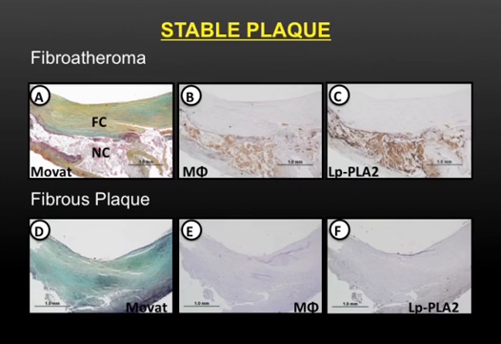If you look at fibroatheromas in stable plaques, which have a thick fibrous cap, you can see LPPLA2 expression within that necrotic core, probably related to the formation of the necrotic core through the macrophage formation and its cell death. In fibrous plaques, you can see there is hardly any LPPLA2 expression.